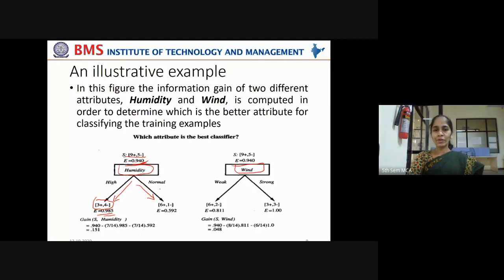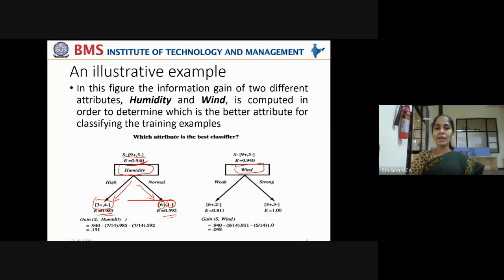If the humidity is normal, in that case, out of 14 training examples, 7 training examples are having humidity as normal. Out of them, 6 are positive examples and 1 is negative example. Why are you taking the proportion of positive and negative examples? That is required by the entropy formula. Now again you calculate the entropy here.